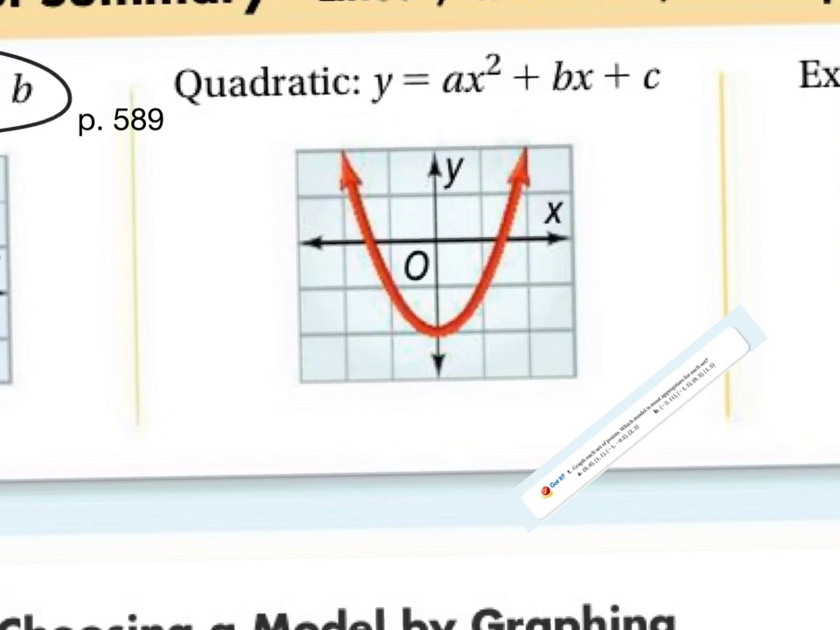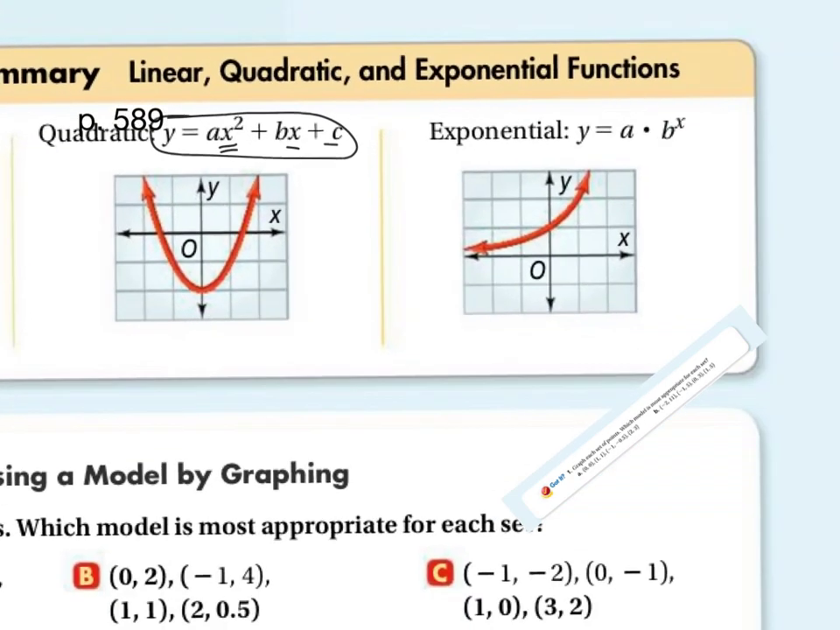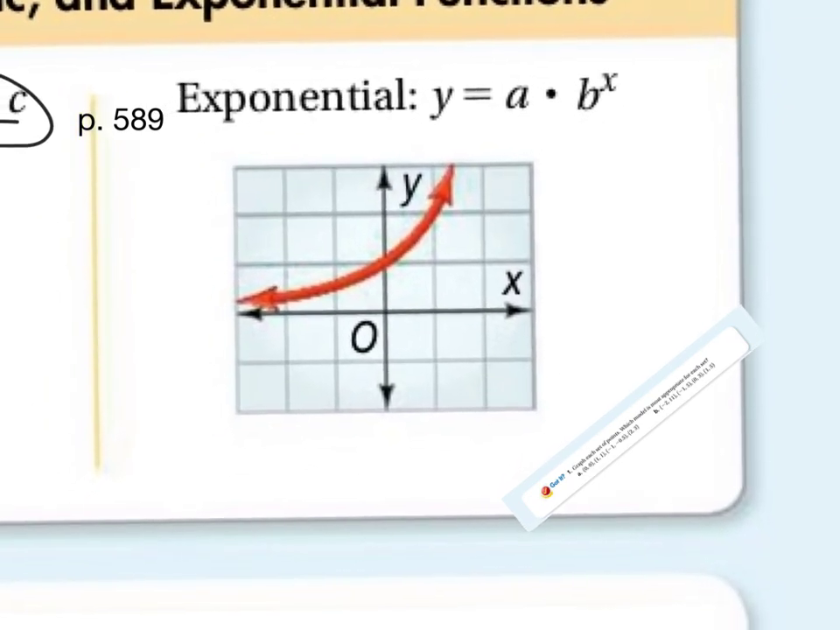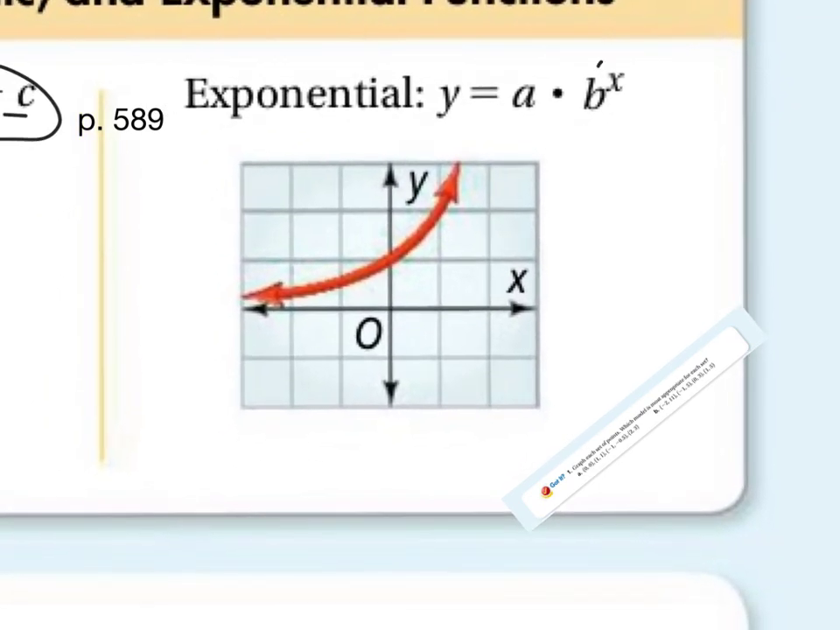Quadratic is either a U-shape or an upside down U-shape, and it's in this form. It's got an x squared term. It might also have an x term and a constant, but it doesn't have to. And exponential has the variable x as an exponent, and these are graphs where they can either go like this one where they increase and go up, or you could have exponential decrease where it's going down as well.